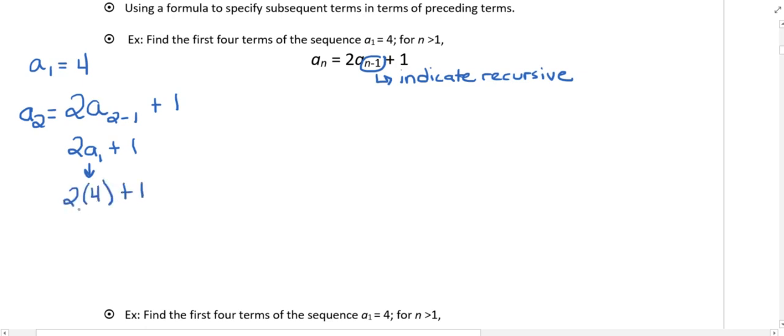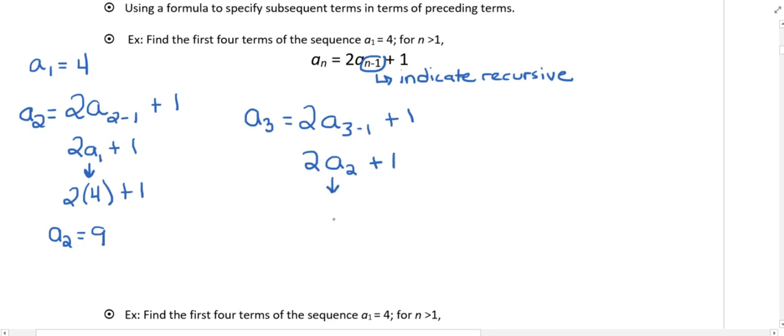So we're using the previous term in the formula to get subsequent terms. So you have 2 times 4 is 8 plus 1, which is going to give you an a sub 2 of 9. Then if we want to find a sub 3, same thing. So we'll plug 3 in for n. We have 2a sub 3 minus 1 plus 1, which means this is 2a sub 2 plus 1. A sub 2 is 9, so we're going to plug a 9 in for a sub 2. So we have 2 times 9 is 18 plus 1. We get a sub 3 is going to be 19.